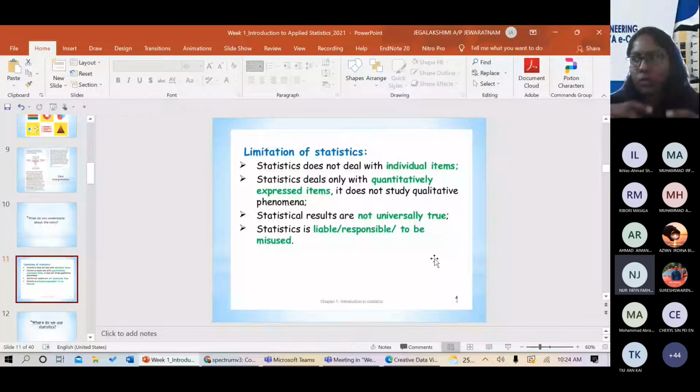If I talk about, I can talk about housing area, I can talk about maybe district.